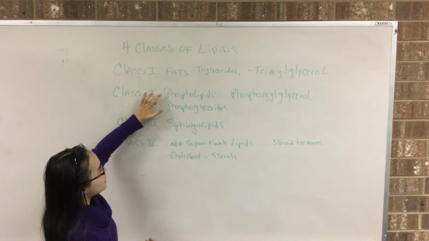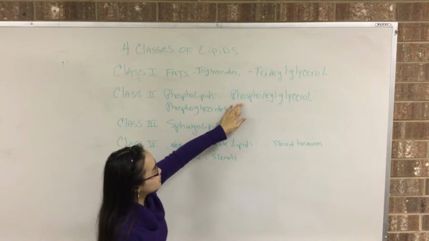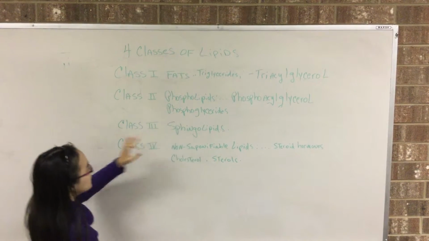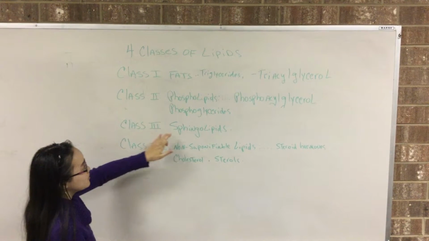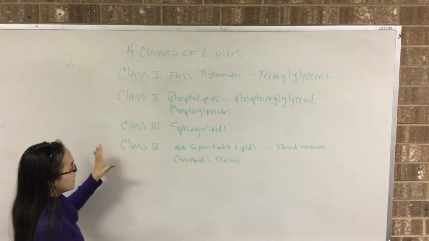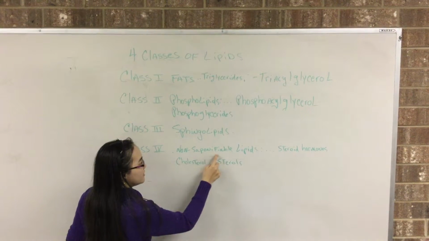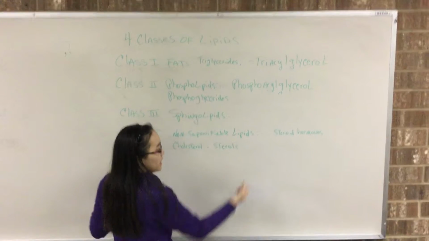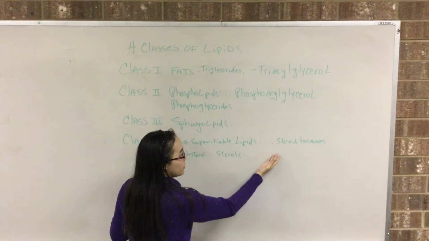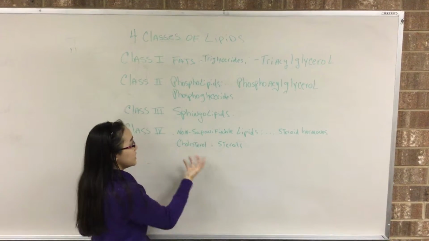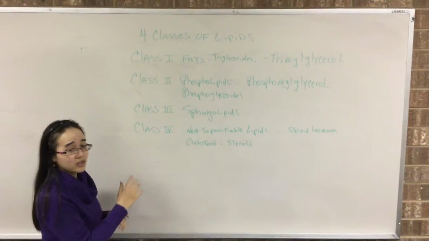Class 2 is phospholipids, phosphoacylglycerol, and phosphoglycerides. Class 3 is sphingolipids. Class 4 are non-saponifiable lipids. Other names for them are steroid hormones, sterols, cholesterols. They're used interchangeably when you're dealing with class 4.